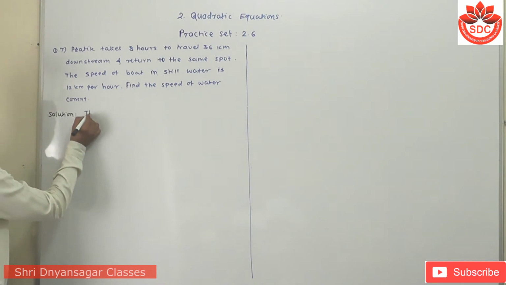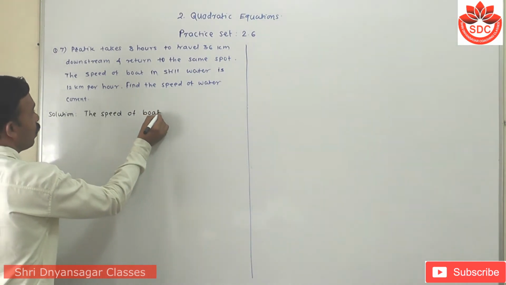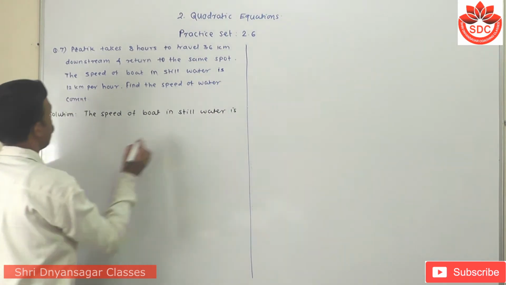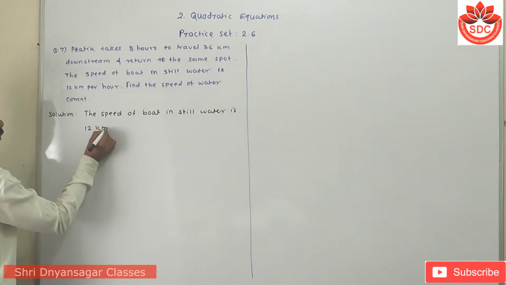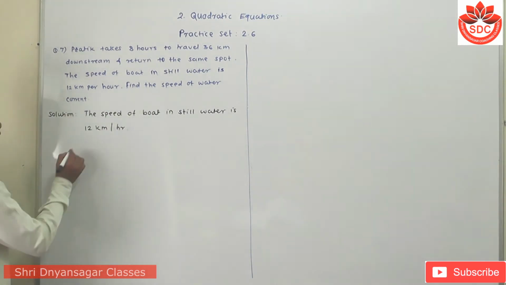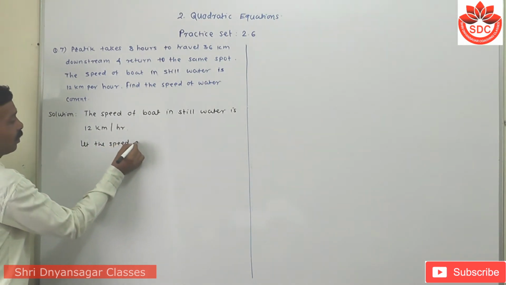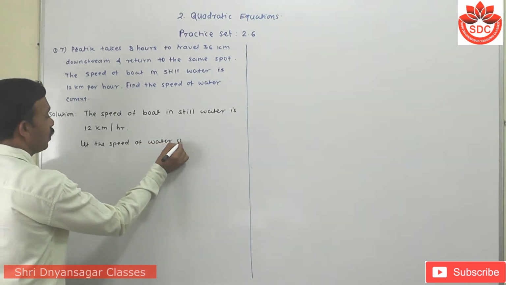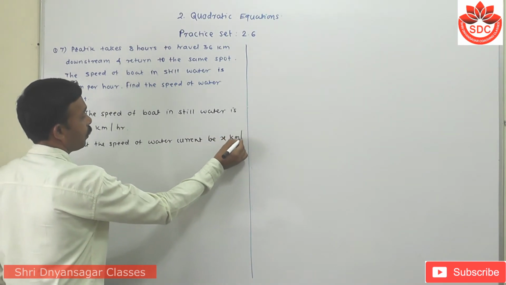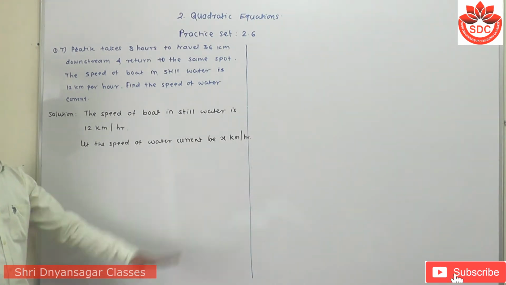Here the given speed of the boat in still water is 12 km/h. Now we have to find the speed of the water current. Let the speed of the water current be x km/h.